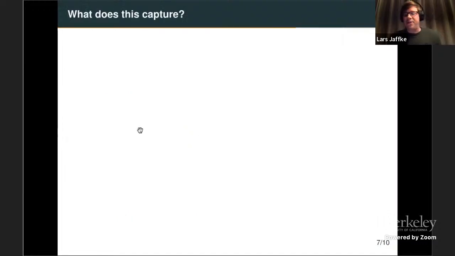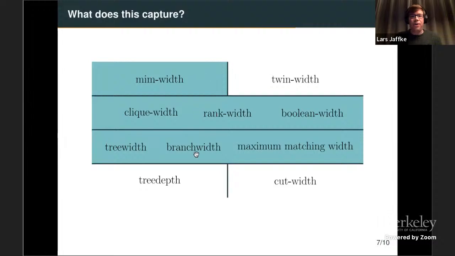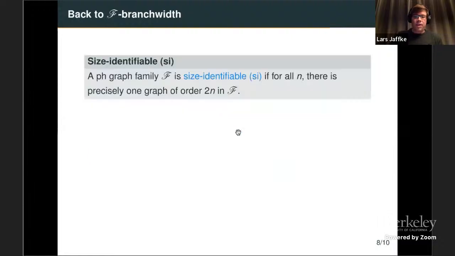So what does this capture? In fact, for all of these width measures that are marked green, we can find some family F that gives us something that is at least asymptotically equivalent to this width measure. All right, but this may not be so surprising because there are many choices that you can make, so it's not surprising that there's some family of graphs that actually matches one of these width measures.